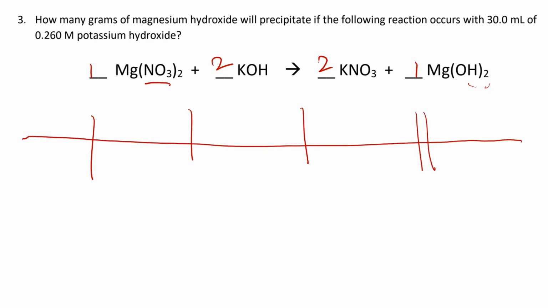Whenever you're doing your stoichiometry and you're using molarities, you have to make sure that your volumes are going to be in liters. I'll first convert this from milliliters to liters. So this is going to be 0.0300 liters. So I'm going to plug this in over here, 0.0300 liters.